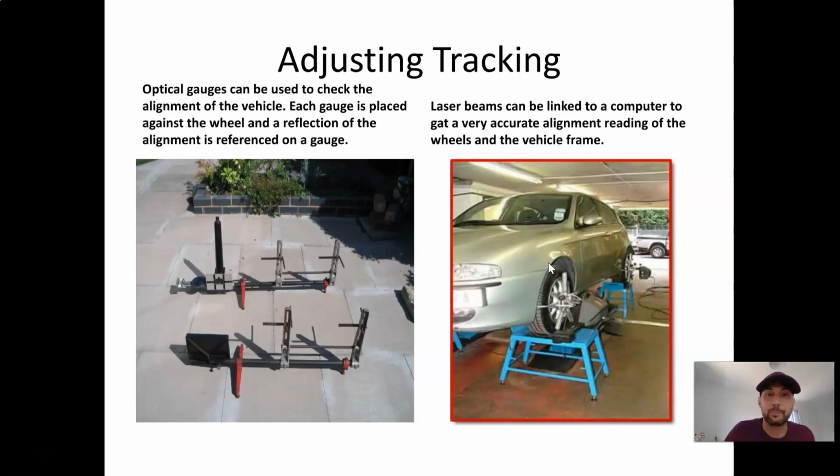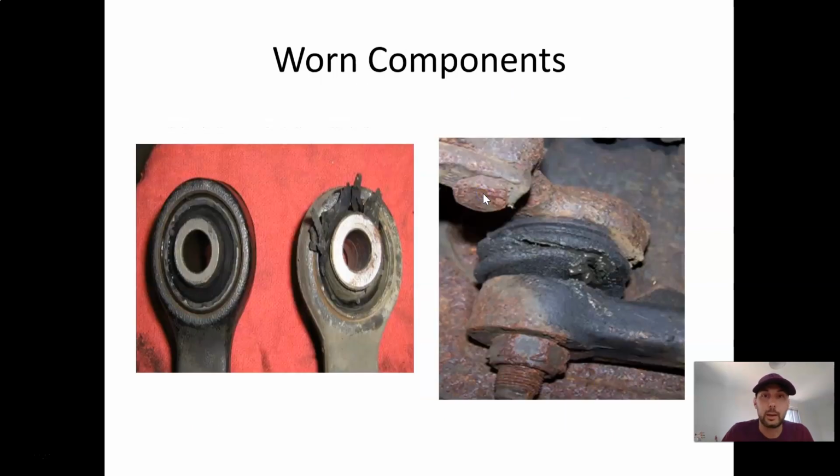Tracking, we've been over that, and I'd like you to research how to do tracking, and I'll put that to you on Moodle. And then just one component, so we can see on the right here that that's a ball joint where the gator has split. The grease has obviously come out of the gator, and that would obviously need to be replaced.